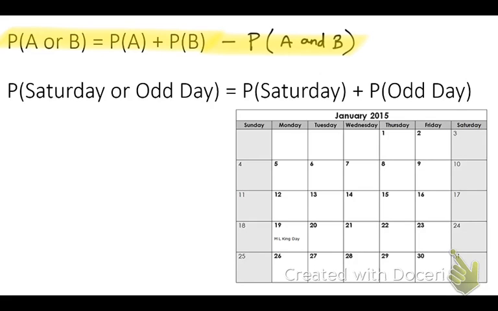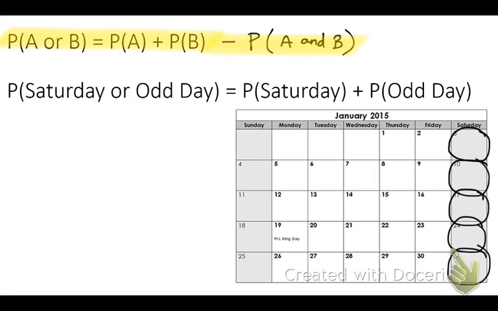So to do an example with you, it says, what's the probability of it being a Saturday in the month of January 2015 or being an odd day? So one of those two things has to happen. Let's look at Saturdays first, because Saturdays are easy. Here are all my Saturdays: the 3rd, the 10th, the 17th, the 24th, and the 31st. Those are all my Saturdays.